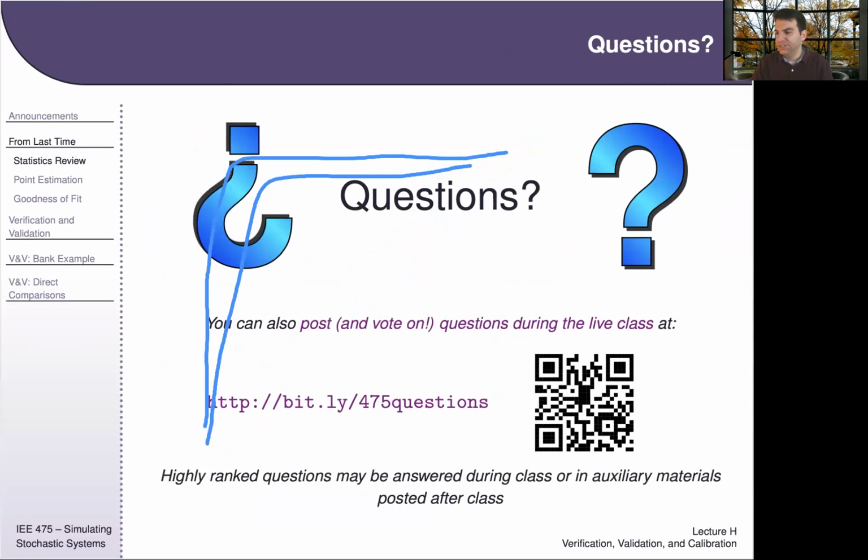So with that, are there questions about these basic terms that we're going to be using more and more as we move on in the class? Statistical power, false positive rate, true positive rate, false negative rate, true negative rate, etc. Any questions?